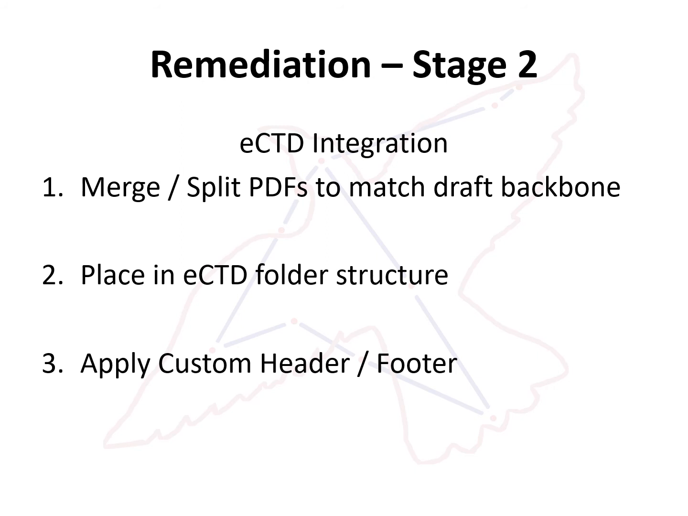In stage 2, we take the documents and ensure that they match the eCTD design for the backbone. We will take documents and split them apart as needed. We will get them into the correct folder structure with the correct name, and we'll apply the headers and footers. This is also where we provide all the external linking required to connect the content of the document from one PDF to another.